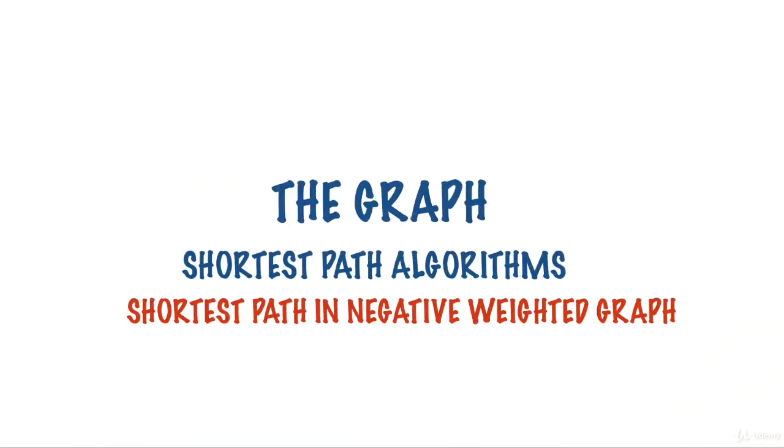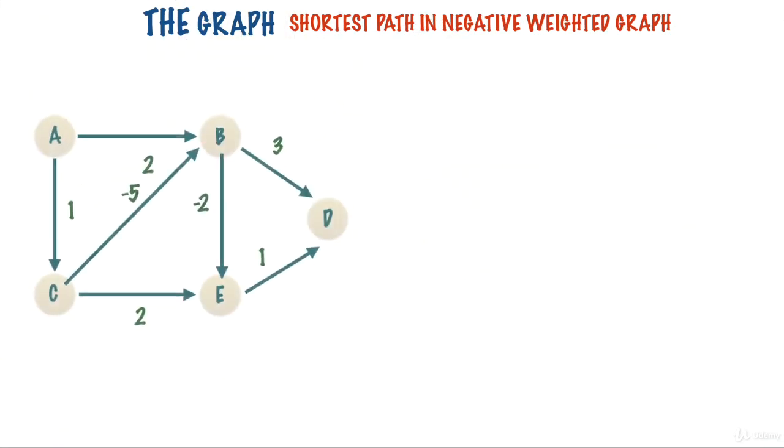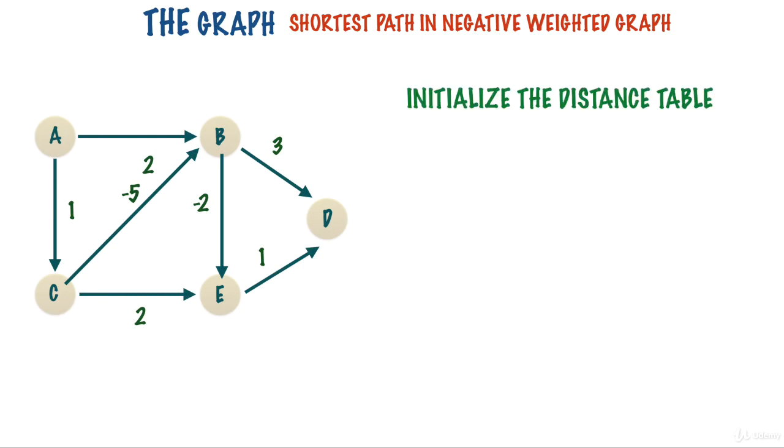That was an introduction to the Bellman Ford algorithm. Now we look at how it actually works. So we are now going to run the Bellman Ford algorithm on this graph. Note that it has negative weighted edges. We first initialize the distance table, just like we always do.